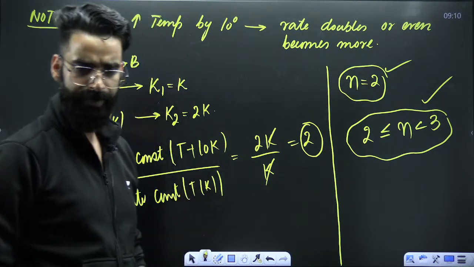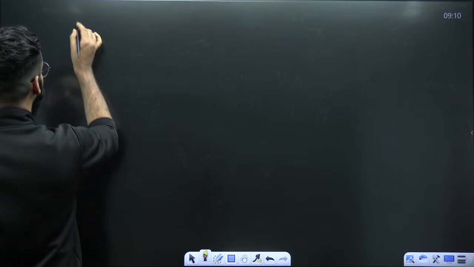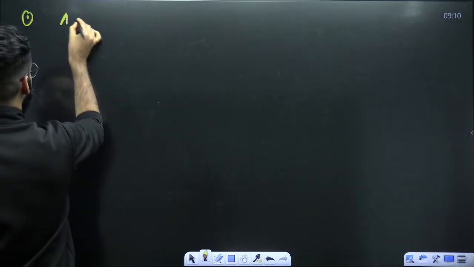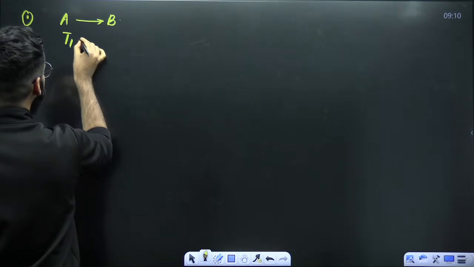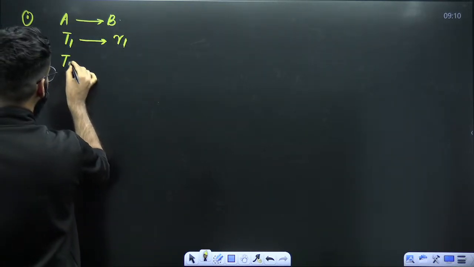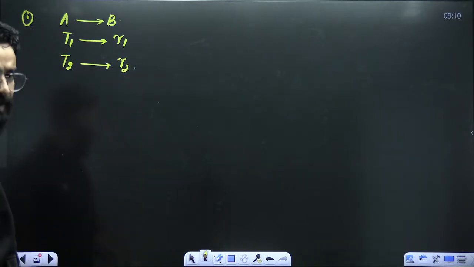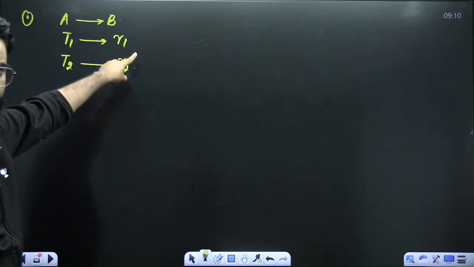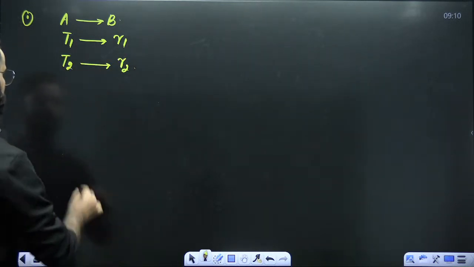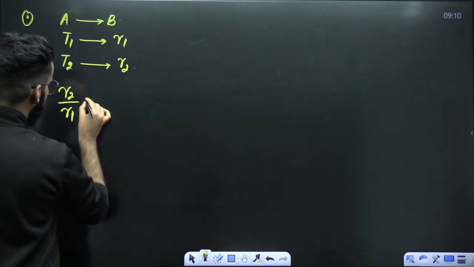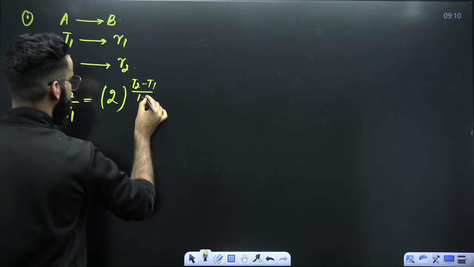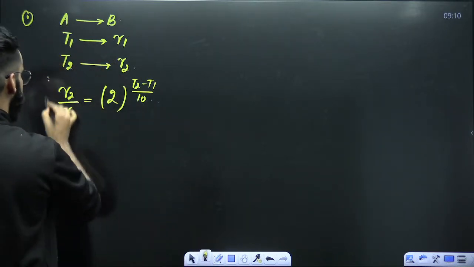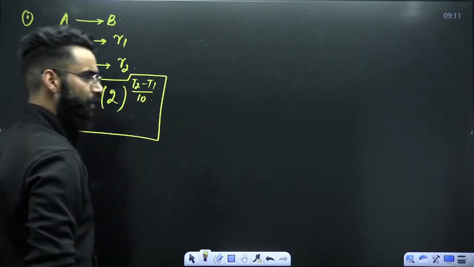Now, guys, one more thing which can be asked. For example, you have the reaction A gives B. At temperature T1, assume that the rate of reaction is R1. At temperature T2, assume that the rate of reaction is R2. Now do remember, R2 divided by R1 is equal to 2 raised to the power (T2 minus T1) divided by 10. This is one more expression from which a question can be asked.